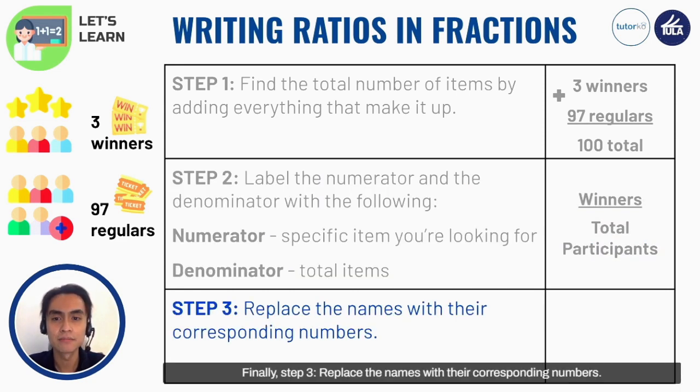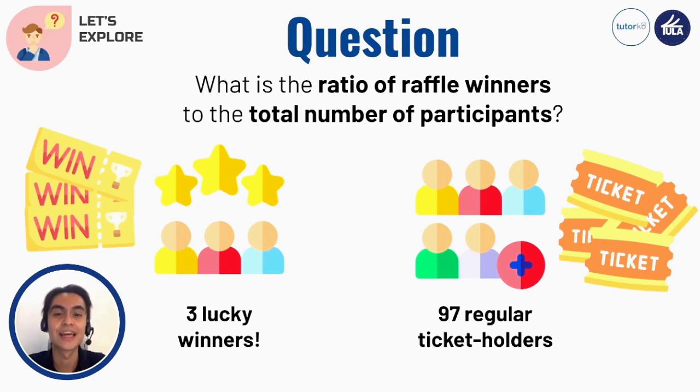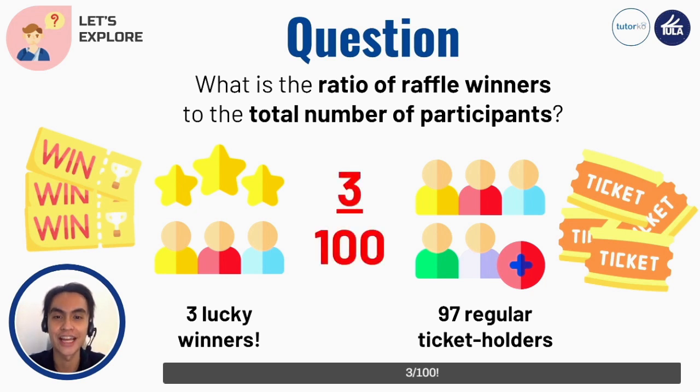Finally, step 3, replace the names with their corresponding numbers. We know that there are 3 winners, so we replace winners with 3. We know that there are 100 participants, so we replace total participants with 100. So kung babalikan natin yung question kanina, ang tamang sagot ay 3 over 100.